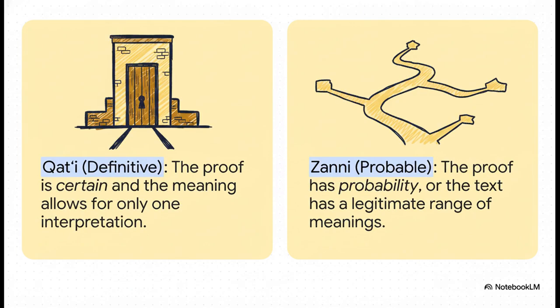And that brings us to this critical distinction, qat'i versus zani. A qat'i proof is definitive. It's like a locked door. The source is certain, the meaning is certain, there's only one way to interpret it. Debate is closed. But a zani proof, that's probable. It's more like a path with a few valid forks in the road. Maybe the source is strong, but not 100% airtight, or more often, the text itself has a legitimate range of meanings. And this is where most valid, respected scholarly differences come from.